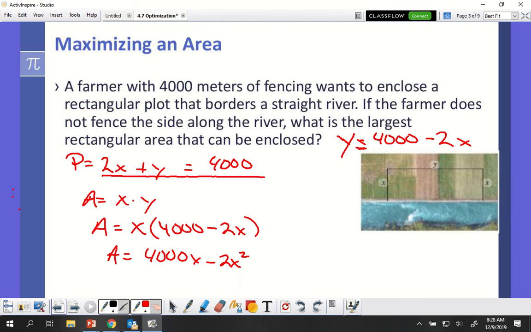Did it ask for it? Yeah. What is the largest rectangular area that can be enclosed? Okay, 2 million meters squared. That's a lot, right? Yeah.